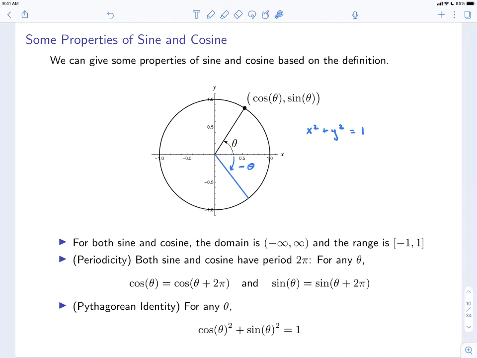Another property which is very important is the Pythagorean identity. For any theta, cosine of theta quantity squared plus sine of theta quantity squared is equal to 1. That just comes from the equation of the circle. We know that x squared plus y squared is equal to 1. That's the equation of the circle, and the x-coordinate is cosine of theta, and the y-coordinate is sine of theta. So you just plug in x equals cosine of theta and y equals sine of theta, and you end up with the Pythagorean identity.